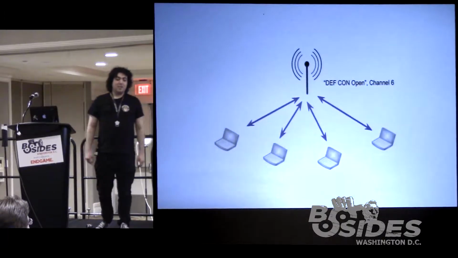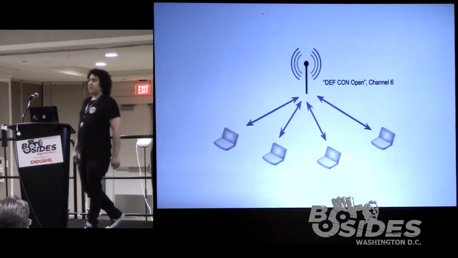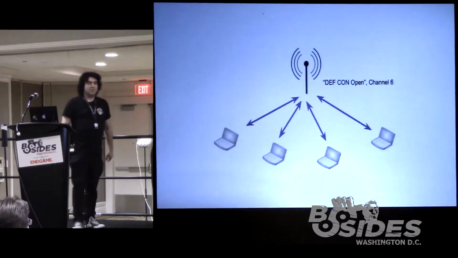And the simplest rogue AP attack out there is something called the evil twin attack.